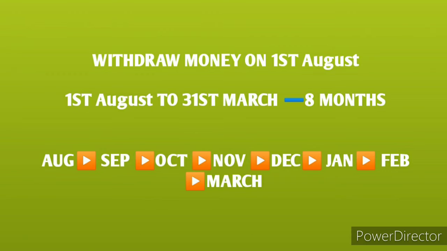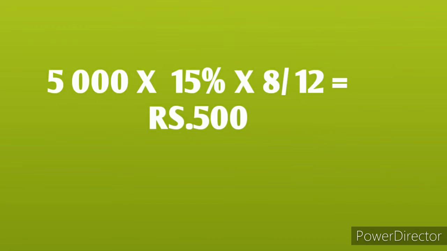That is 5000. And on which date is it being drawn? On 1st August. We will count the months from 1st August to 31st March. So now we will calculate interest again according to these 8 months. 5000 multiply by 15%, multiply 8 by 12, and it will come to rupees 500.